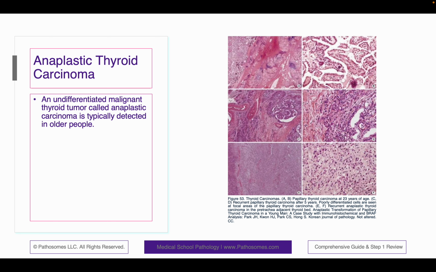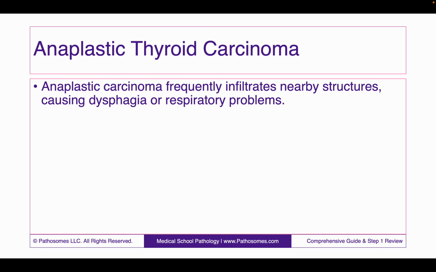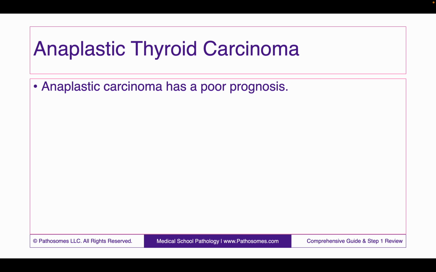But I want to highlight here that anaplastic thyroid carcinoma is a big deal, so you're going to need to know it. An undifferentiated malignant thyroid tumor called anaplastic carcinoma is typically detected in older people. And anaplastic carcinoma frequently infiltrates nearby structures, causing dysphagia and or respiratory problems, right? Anaplastic thyroid carcinoma is a big deal. Anaplastic carcinoma has a poor prognosis.